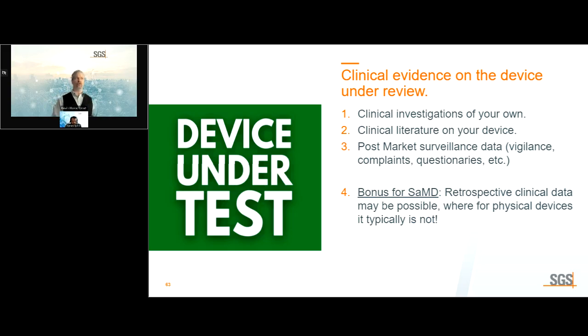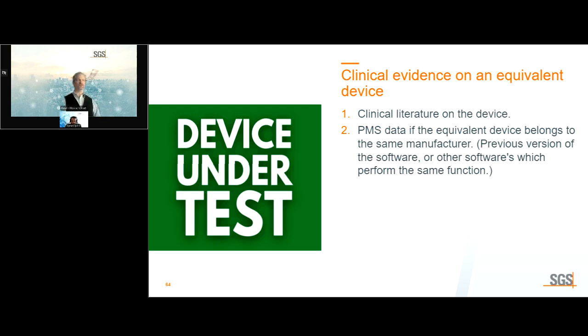It doesn't mean it's useless. It doesn't mean you can't present it, but it means it may not be enough to stand alone, and you may need additional post-market clinical follow-up after you reach the market for additional data. But it is a route that's available to software that's fairly unique.